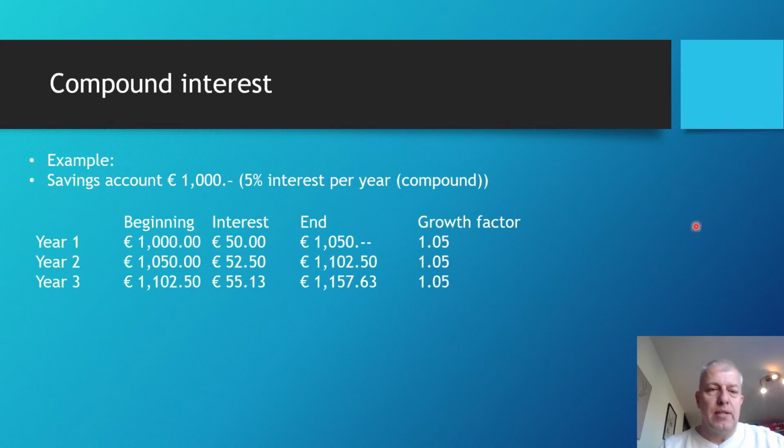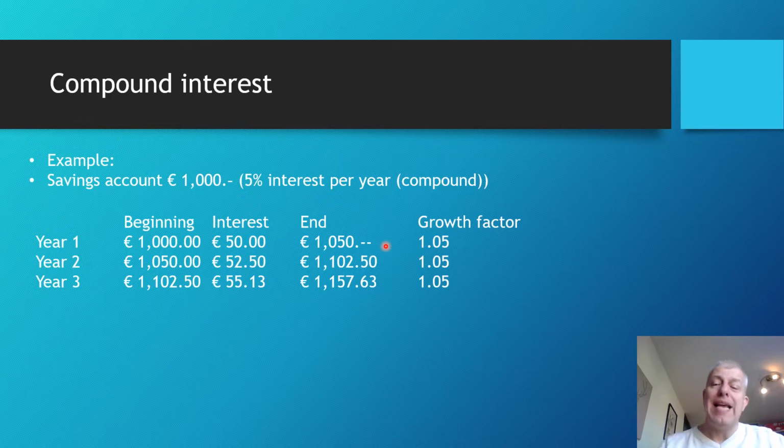All right, so we've got an example. I've got a savings account and I deposited 1,000 euros in the savings account, and I agreed with the bank that I get an astonishing rate of 5% interest per year, compound interest that is. So the first year we start with 1,000 euros. 50 euros worth of interest is added at the end because 5% of 1,000 euros is 50 euros. And so at the end of the first year, I've got an amount of 1,050 euros.